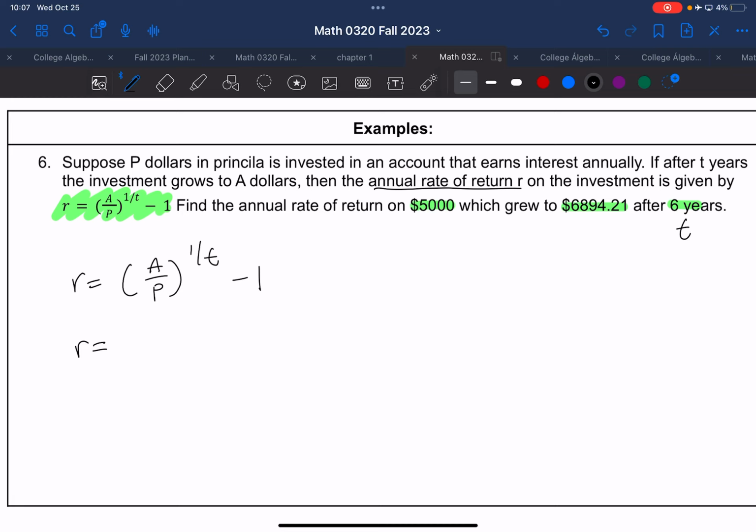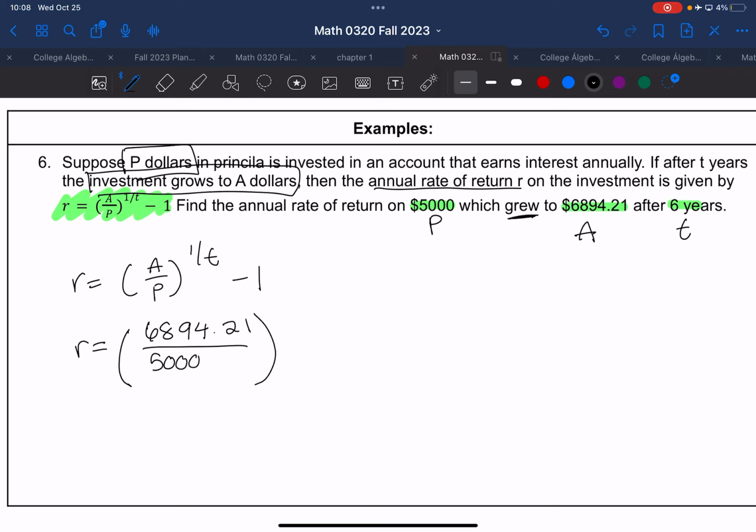5,000 is P, because P is our starting value. Notice that A says investment grows to $A. And it says that it grew to 6,000 something. So this is our A. So now that we have everything labeled, we're going to plug everything in. So we have R is equal to A, which is 6,894.21, divided by P, which is 5,000, raised to the power of 1 over T, so 1 over 6 minus 1.